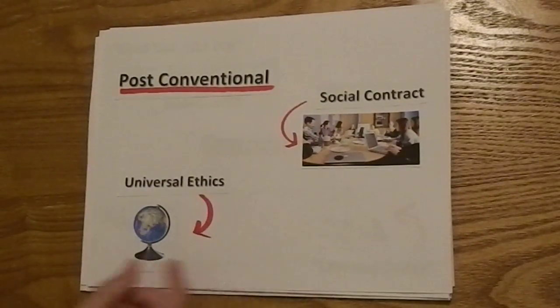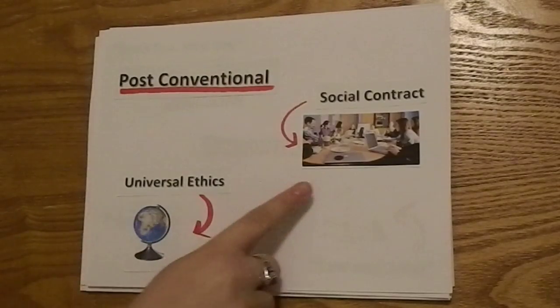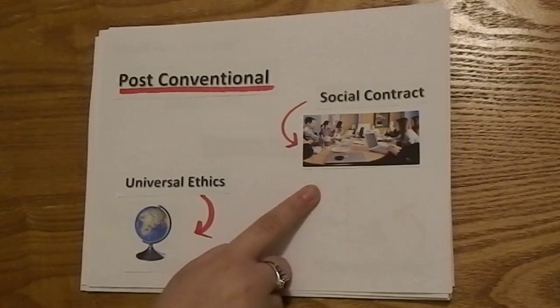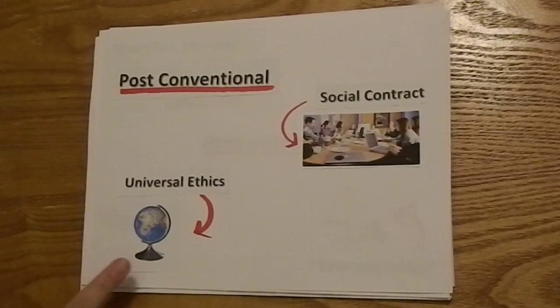In the post-conventional level, social contract means doing what is in the best interest of the group, and universal ethics means a commitment to self-chosen ethical principles that reflect universal principles of justice. Kohlberg eventually stopped scoring this 6th stage because people never actually reached it.